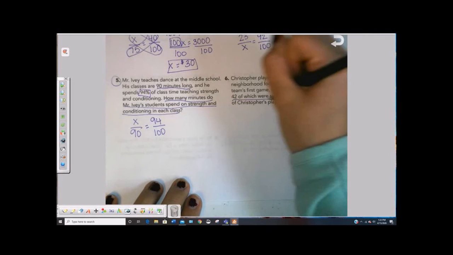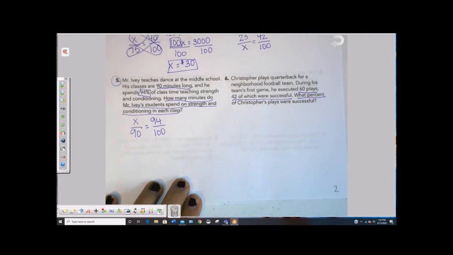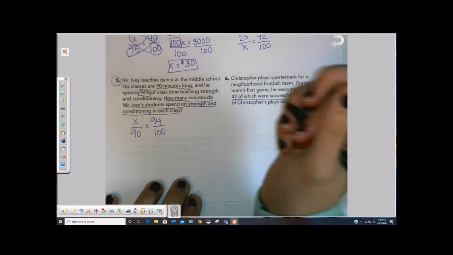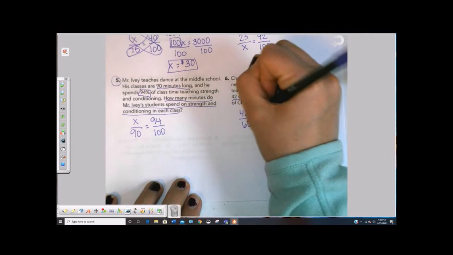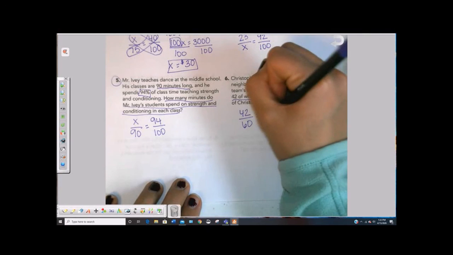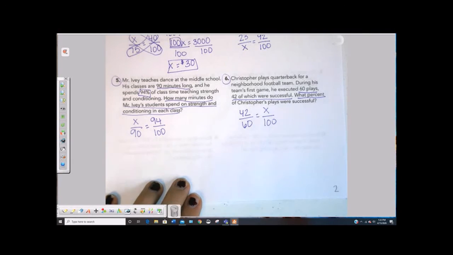Last one, number 6. Christopher plays quarterback for a neighborhood football team. During his team's first game, he executed 60 plays, 42 of which were successful. What percent of Christopher's plays were successful? So success over entire, so 42 over 60 equals x over 100. Trying to find that percent. And I want you to try and do that on your own.